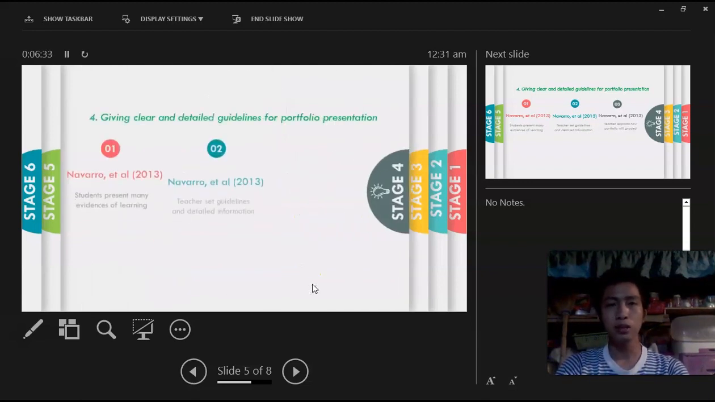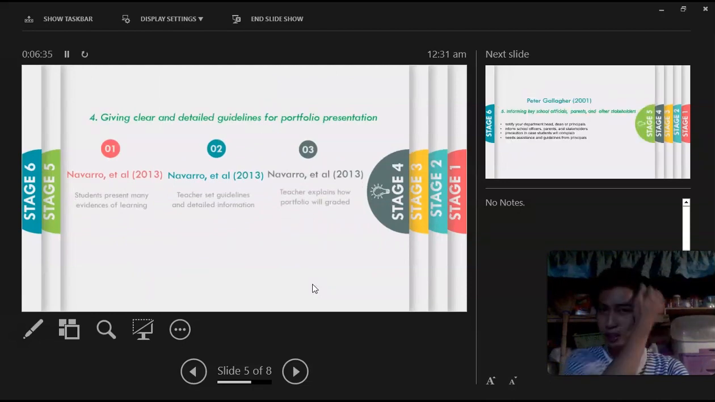So the fourth one is giving clear and detailed guidelines for portfolio presentation. It is explained that they need a clear and attractive presentation.